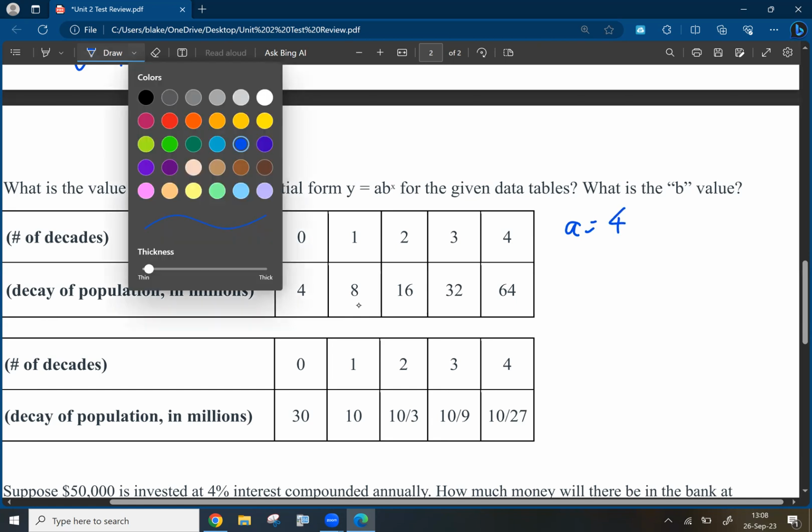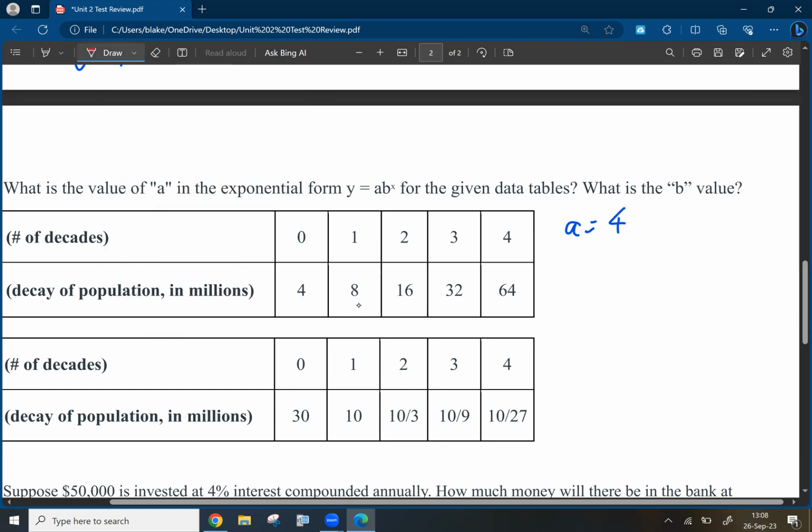The B value is the change from one to the next. So what is it you're multiplying by? In this case, it's doubling, timesing by 2. So that is your B value. B is the multiplying by 2. So A is 4 and B is 2. And that's all there is to that.